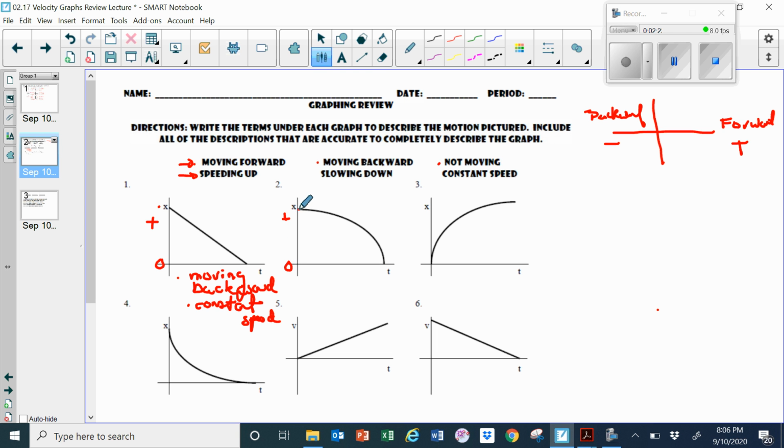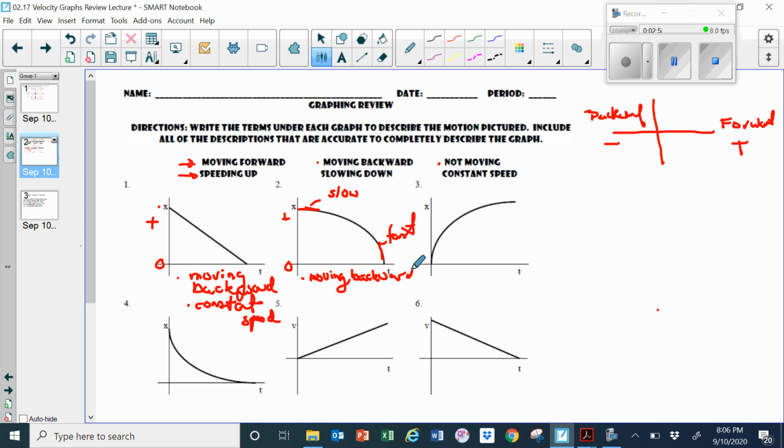You notice this has a gentle slope here and a steep slope here. So it's changing position slowly here and faster here. So if it's changing position faster, that means its velocity is increasing. But which way is it going? Well, it's moving backward, because it's going from a high positive X to a lower X. So it's moving in a backward direction, in a negative direction.